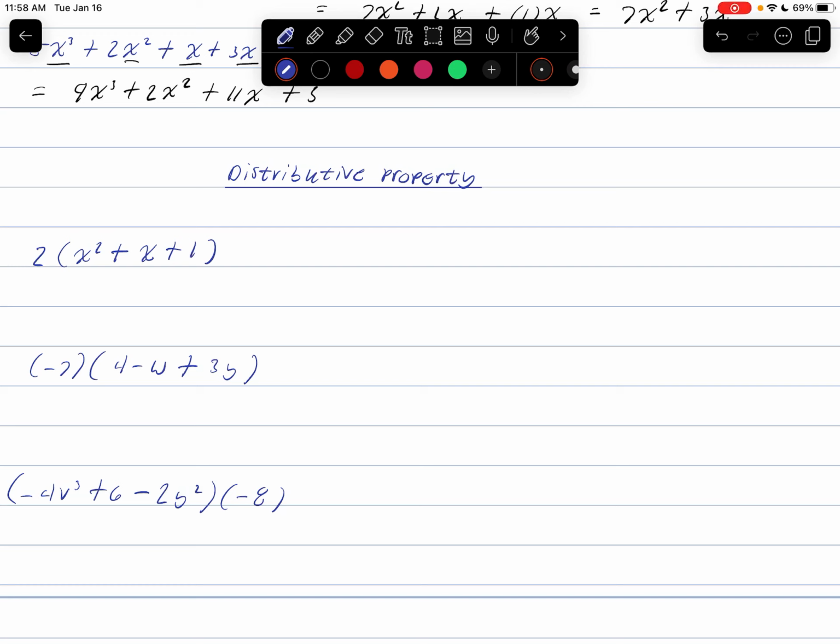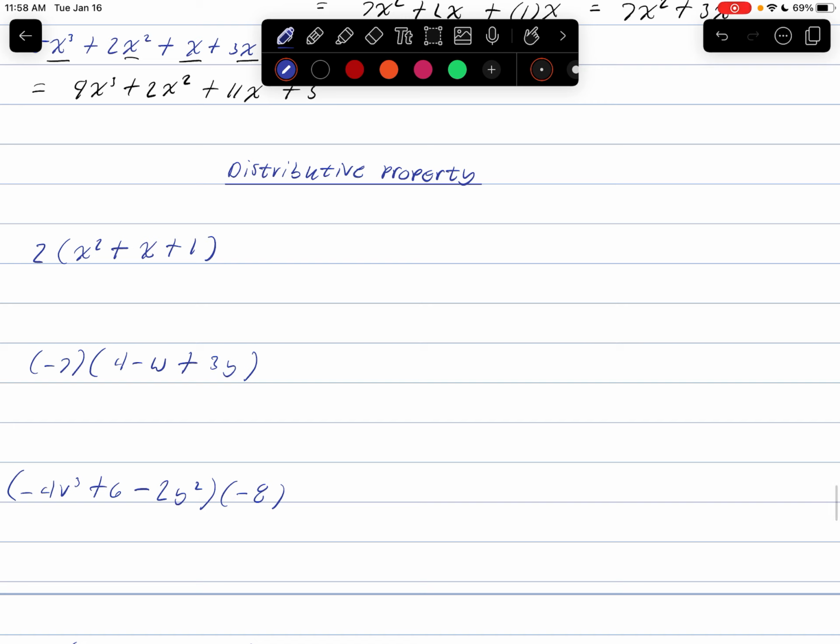So now I want to talk about the distributive property. Okay, so the distributive property is really a way of doing multiplication when you have parentheses. You can kind of think of it like that. Okay, so we're going to hop right into an example here. Here we have 2 times the whole expression x squared plus x plus 1.